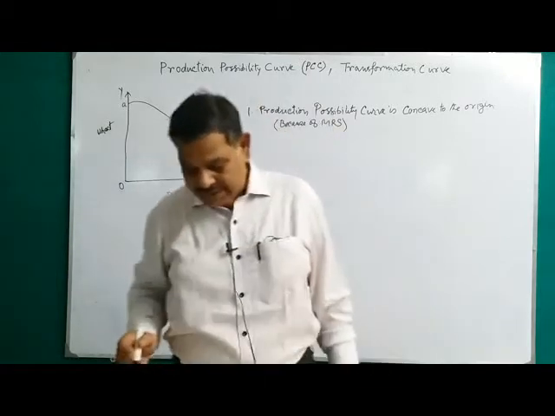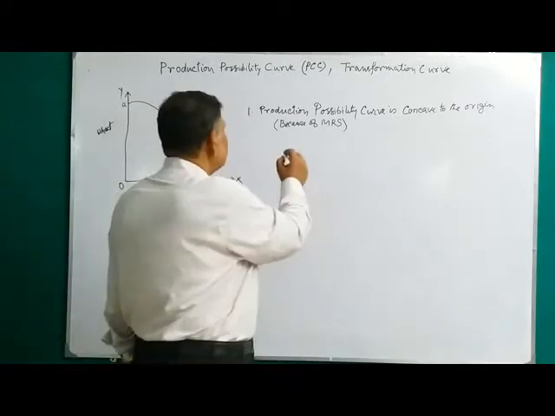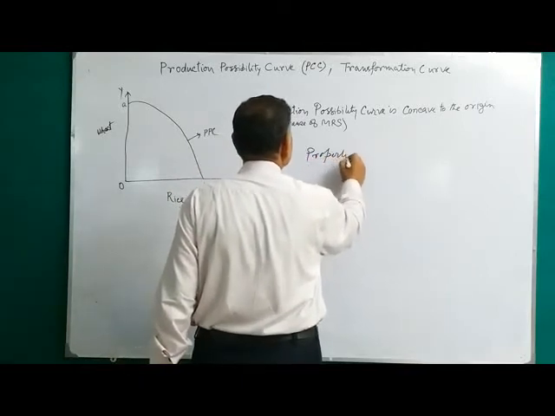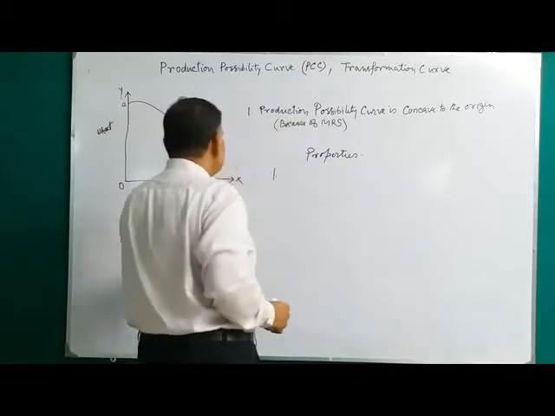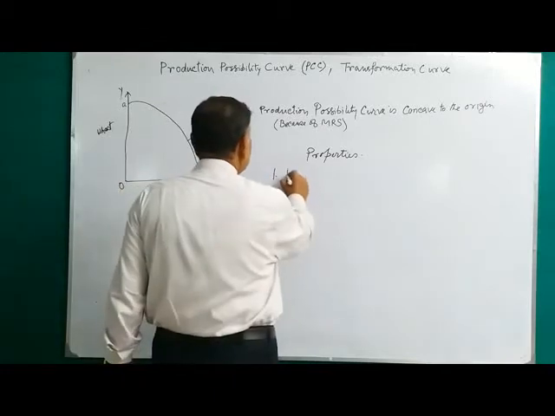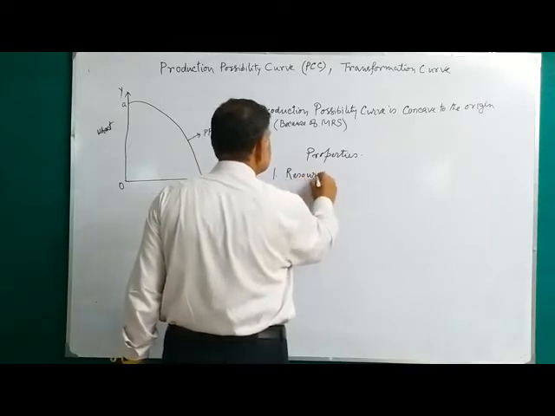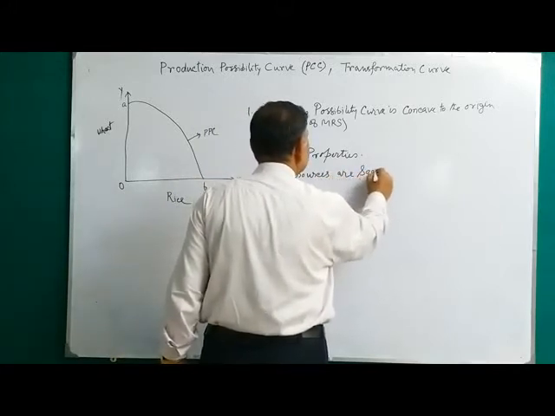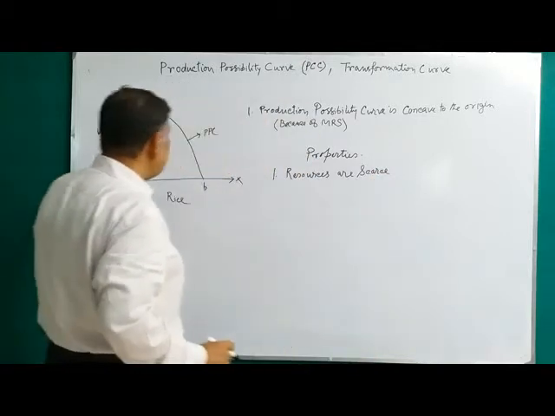Number two, properties. Number one, it is concave to the origin because resources are given and constant. Resources are scarce, that is, not easily available. It is fixed. Why? How?